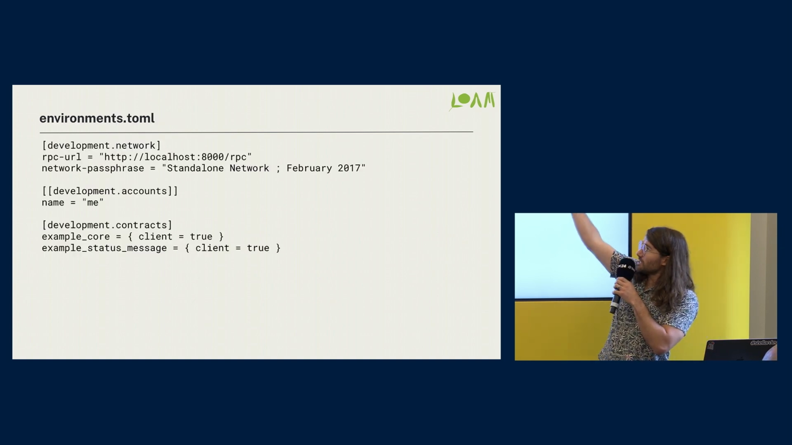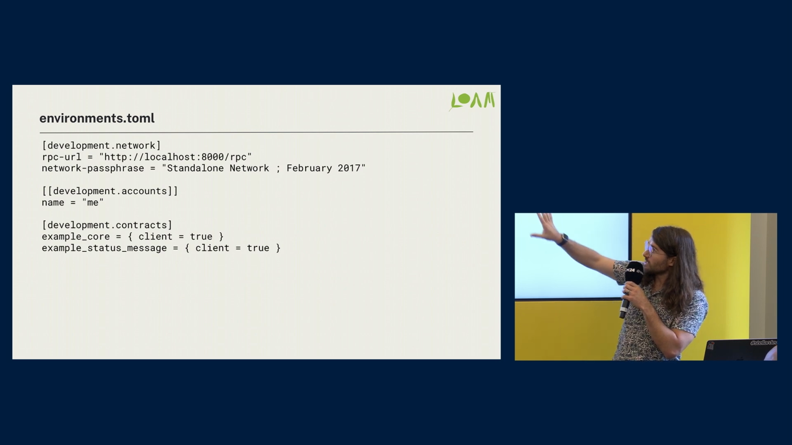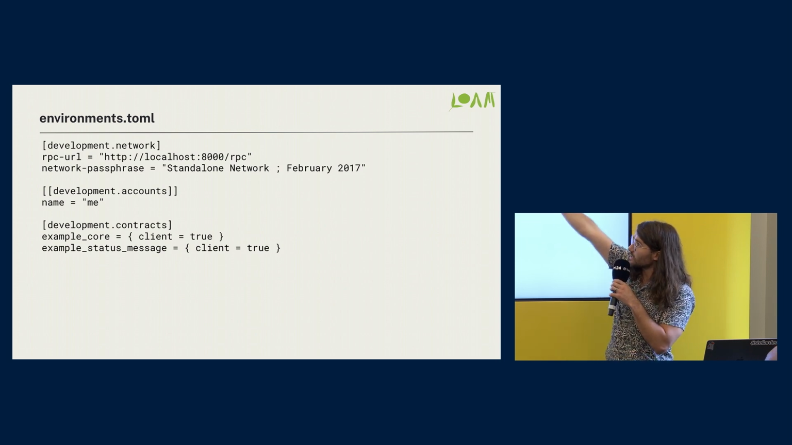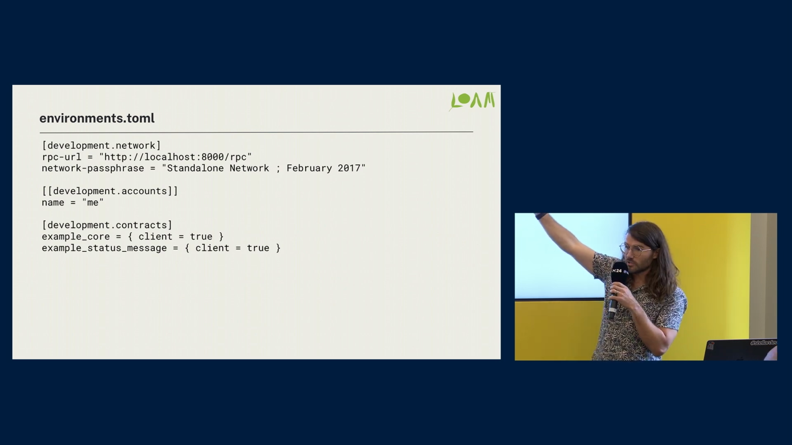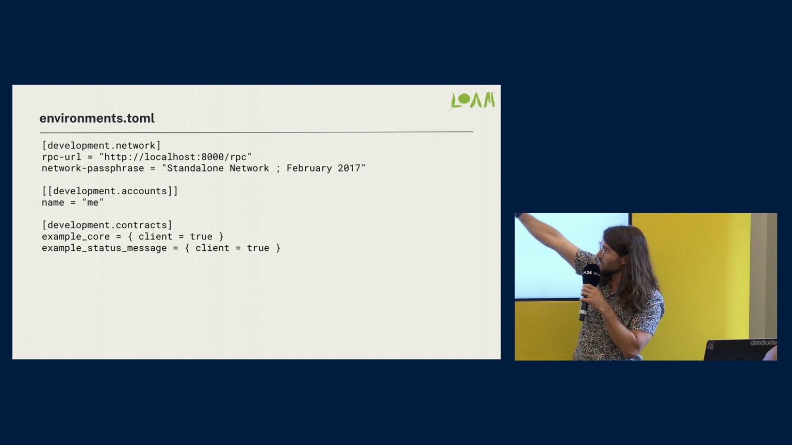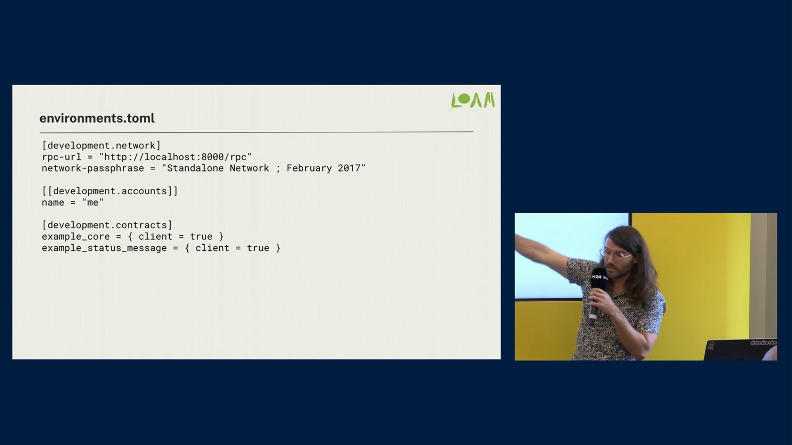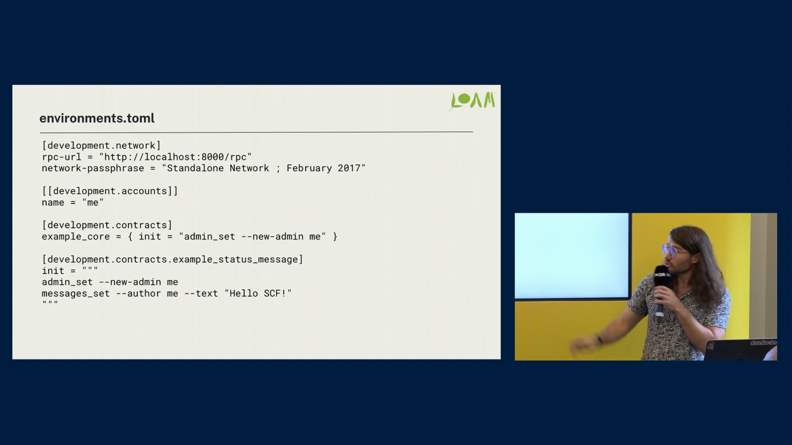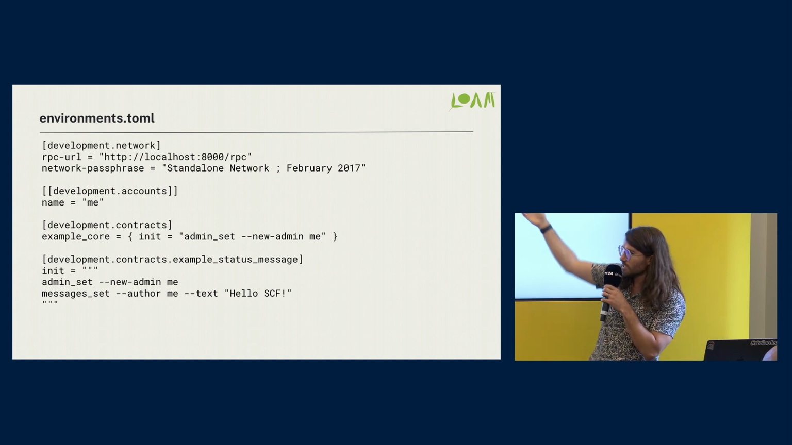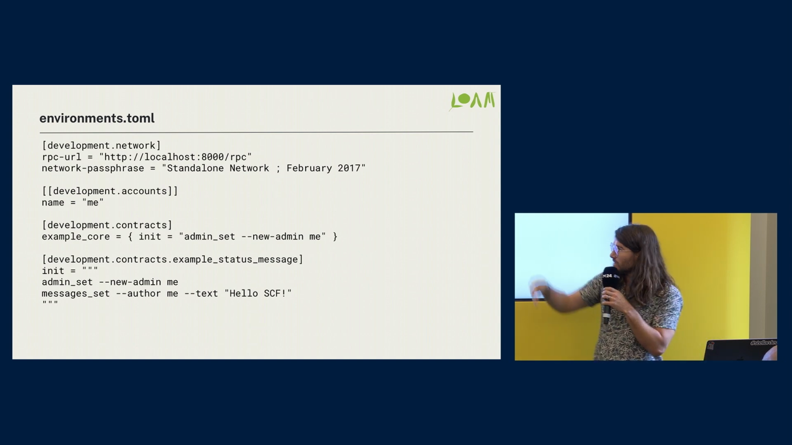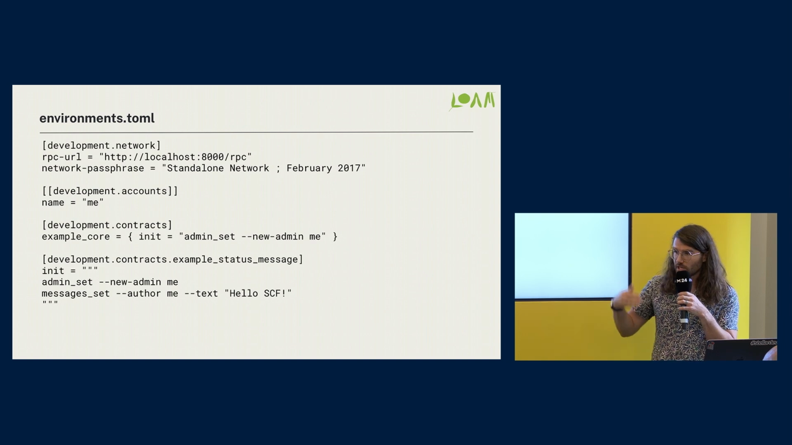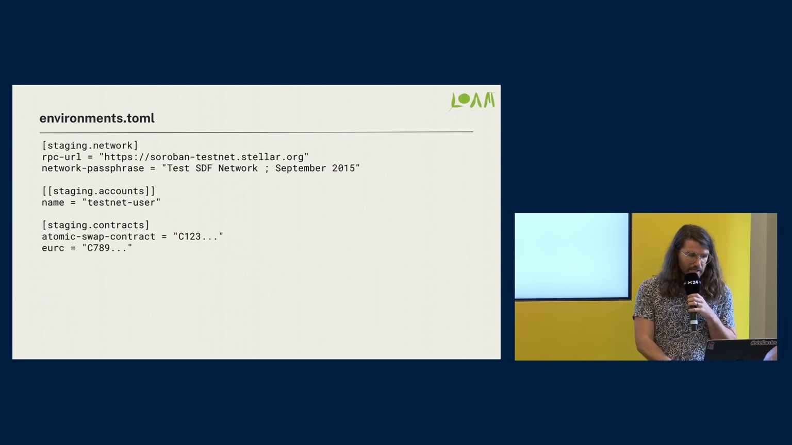Our new project also has an environments.toml file. This lets you define all of the network settings for your local network. This is all used by Loam dev, and then named accounts, and you can tell it to create clients for all of your contracts. You can also define init scripts for your contracts that run when they're first deployed and then every time they change to get your development environment into a sensible starting place.